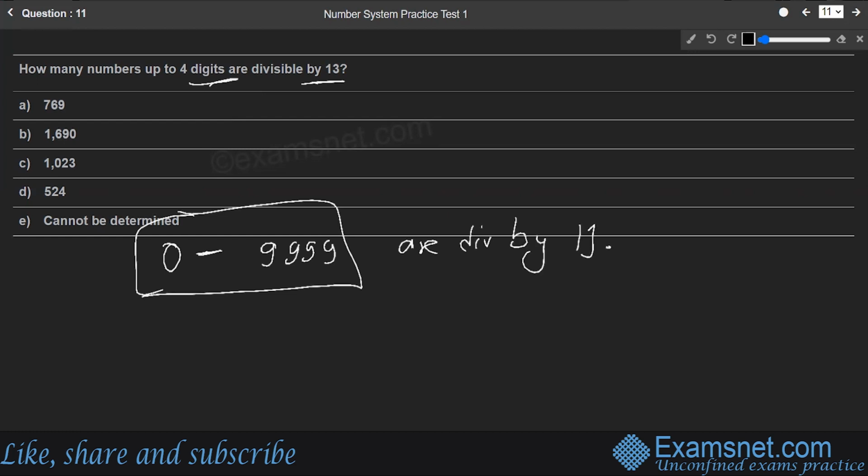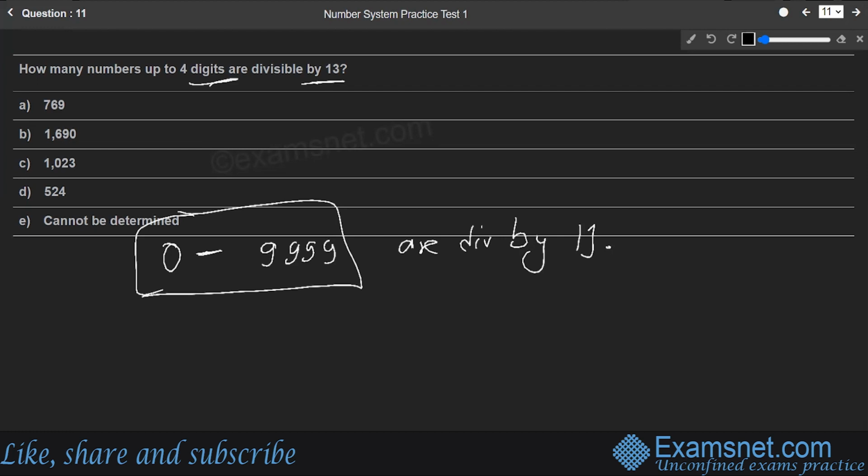So every number that is divisible by 13 has to come after a drop of 13 numbers only. For example, 13, then 26, then 39, then 52. This is how the multiples of 13 will be there, because 13 is a prime number, so there won't be any number in between the gap of 13 numbers.